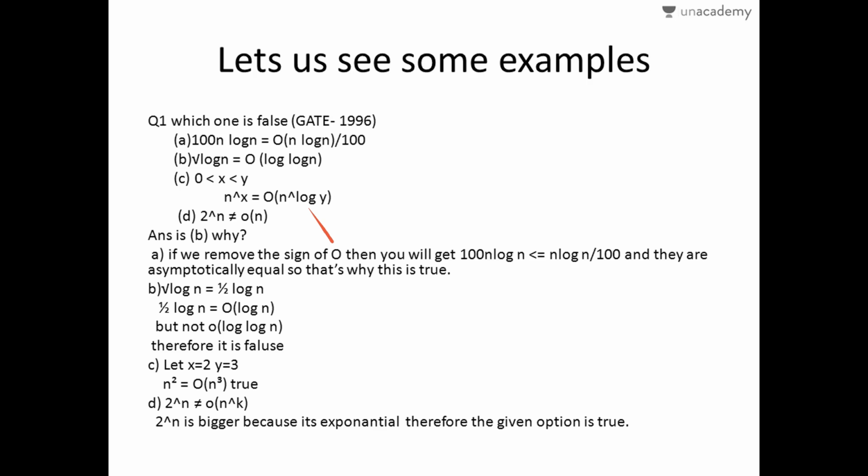Now if we look at the D option, then it is saying that 2 to the power of n is not equal to n. Well, we know that 2 to the power of n is nothing but the exponential term, and n is a normal linear function. So we know that the growth rate of 2 to the power of n, or the exponential function, is always greater than the normal linear function. So that's why this D option is true, because this is also saying that 2 to the power of n is not smaller than n. Okay, so that's why this option is true.